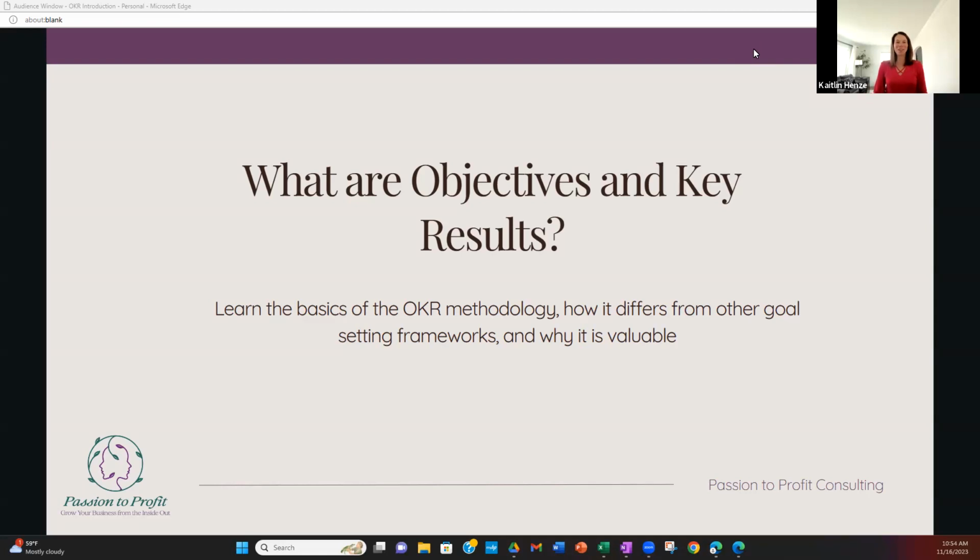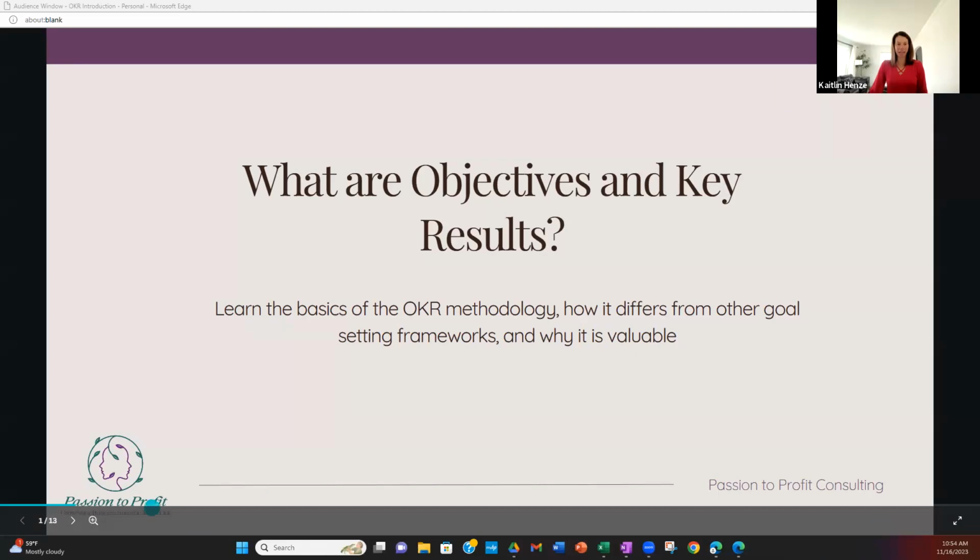Hello, today we are going to do a very brief tutorial of OKRs, Objectives and Key Results, so you can learn a little bit more about what they are and how they differ from all of the other acronym-based goals, SMART goals, KPIs, MBOs, all of the other pieces that have come in the past. So we will go ahead and dive right in.